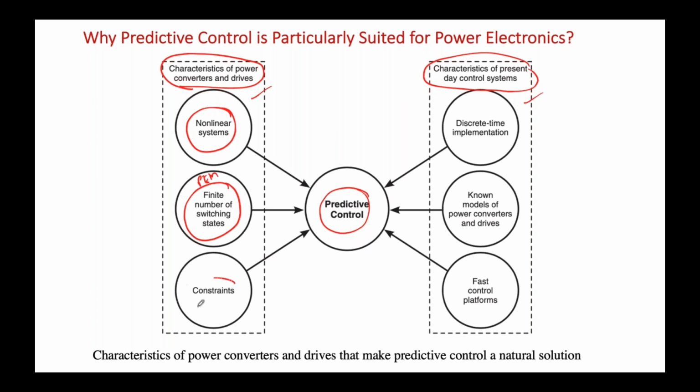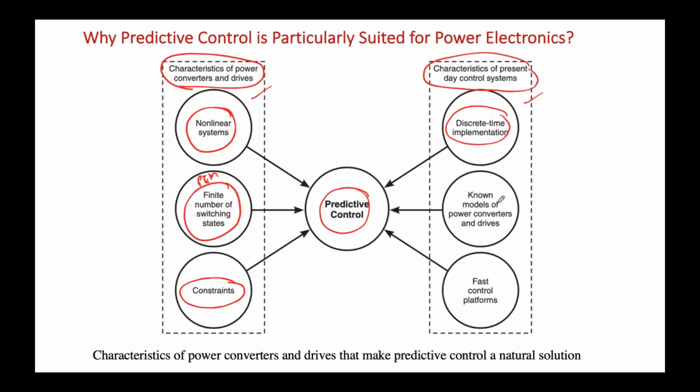At the same time, you need to take care of the constraints, whether the switching frequency is within the zone or not. These are all the available characteristics of the power electronic module as well as drives. Now come to the control circuit. With respect to the control circuit, nowadays no one is using analog circuits. Everyone is using digital circuits, nothing but discrete time implementation. This is the characteristics of the available control system.